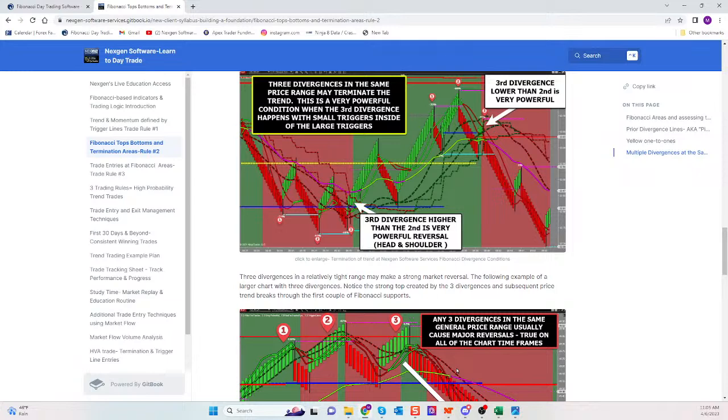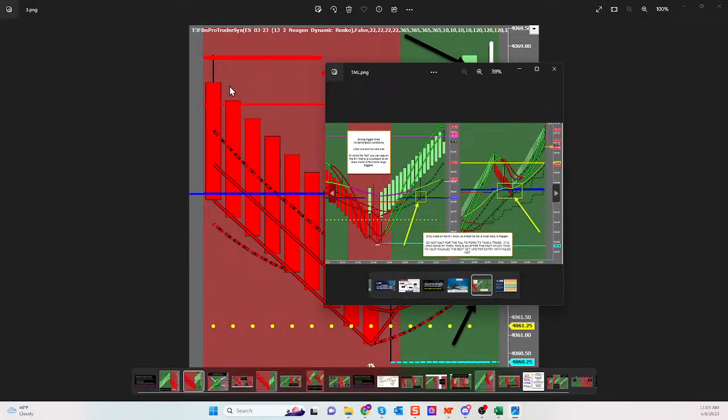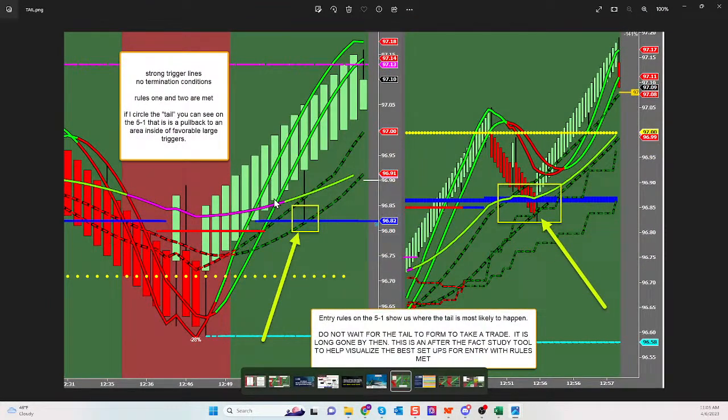You are so full of beans with this high probability trend trade nonsense that I'm going to go through and do my due diligence. And when I do it, I'm going to prove you wrong. I'm going to prove that odds favorable momentum and no termination conditions in an area inside of favorable large triggers don't work. I'm going to scroll back and find 100 instances and then you'll be sorry, because I'm going to prove you wrong. What you're feeding me is grade A baloney, and I'm going to study my tail off to prove you wrong.